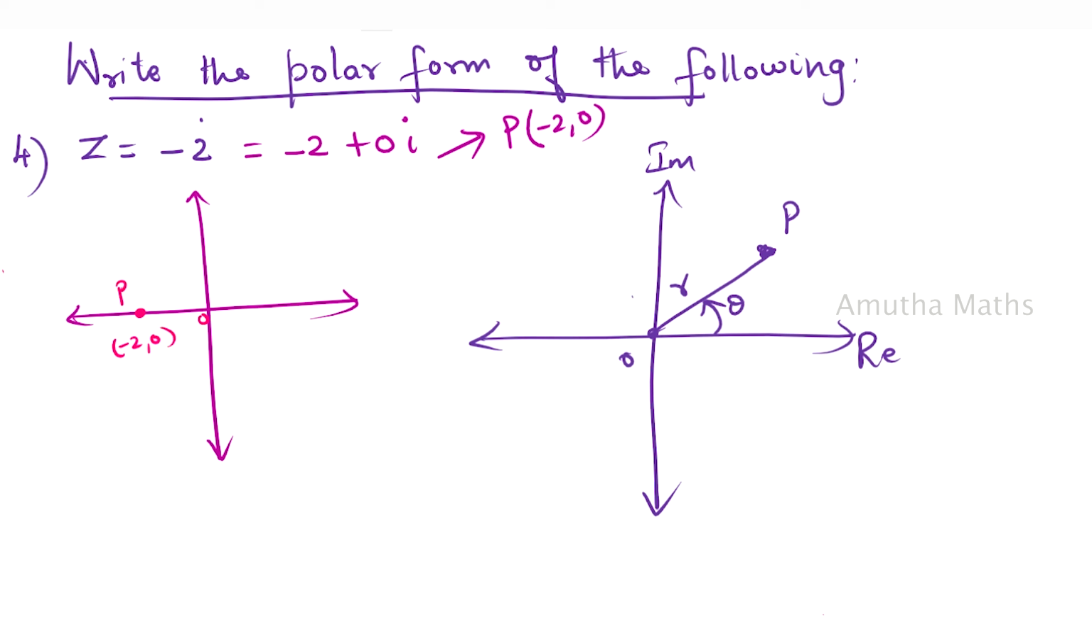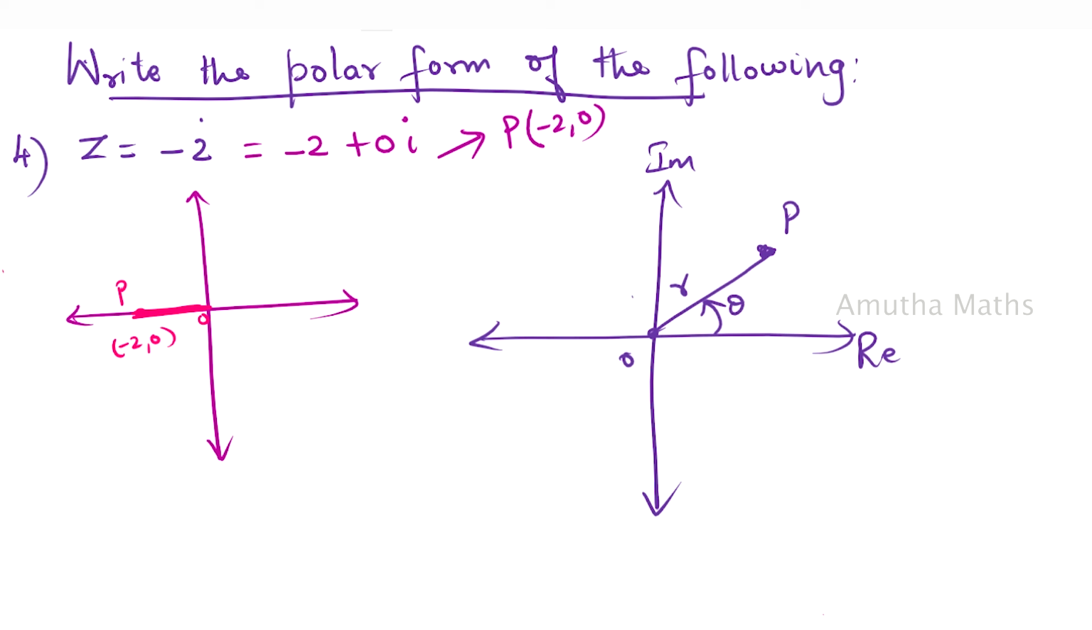Okay, right. Now what is r? What is r? It is the distance from the origin to that point P. What is it? r, distance. r is always positive. Distance should not be written as minus 2. r is always positive. So the distance is 2.